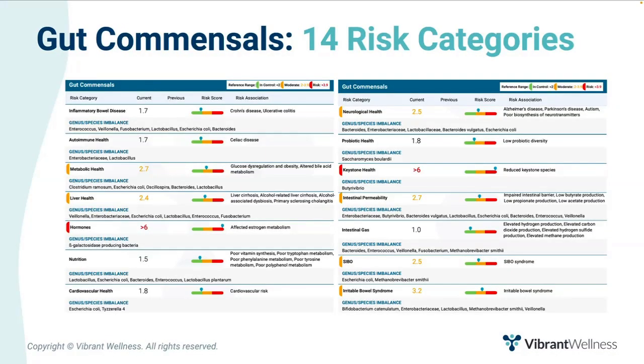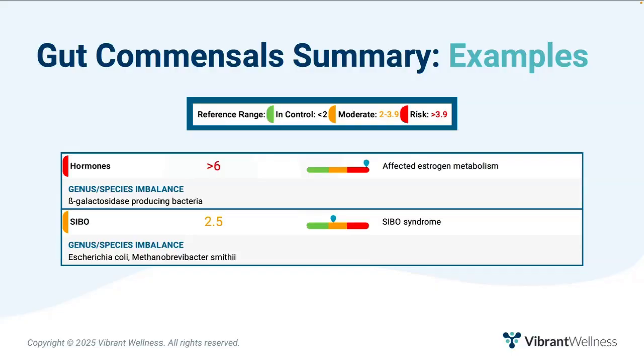Although the full list of gut commensals comes later in the report, the next part of the Gut Zoomer categorizes the gut commensals into 14 risk categories and 46 subcategories, offering actionable insights into the gut microbiome. These gut commensals summary scores identify your patient's risk for developing conditions like inflammatory bowel disease, irritable bowel syndrome, and intestinal permeability, based on genus or species that are out of balance. A score of less than 2 indicates in control. A score of 2 to 3.9 indicates moderate risk, and a score of greater than 3.9 indicates high risk.